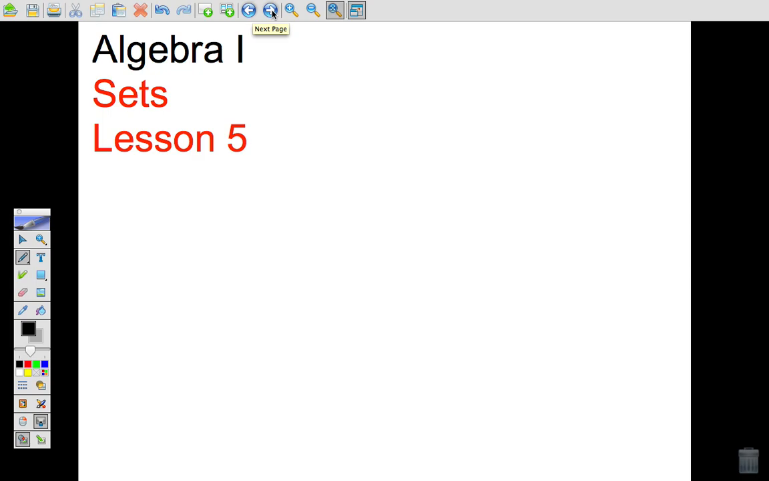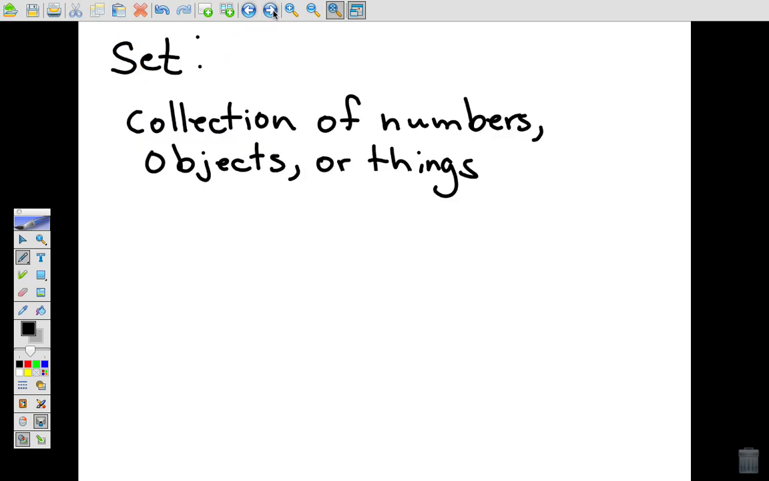All right, lesson 5, part of lesson 5 is called sets. First of all, let's start off with describing what a set really is. And this is something that you do need in your notes. A set is simply a collection of numbers, objects, or things.